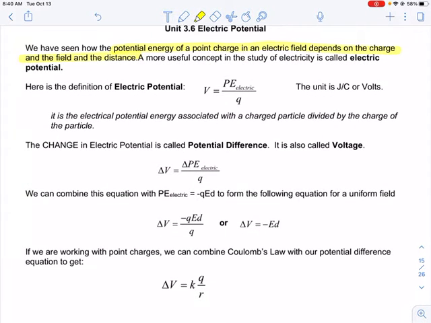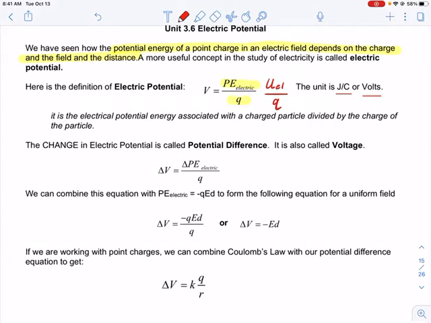Now what we'd like to do is think about the concept of electric potential energy per unit charge. I should write this the way the College Board does. They write a U for potential energy. So this is called electric potential: electric potential energy divided by the charge. The unit for this is joules per coulomb, and a joule per coulomb is called a volt, named after Alessandro Volta, the scientist who did a lot of work with electricity at the turn of the last century. So it is the electric potential energy associated with a charged particle divided by the charge of the particle.